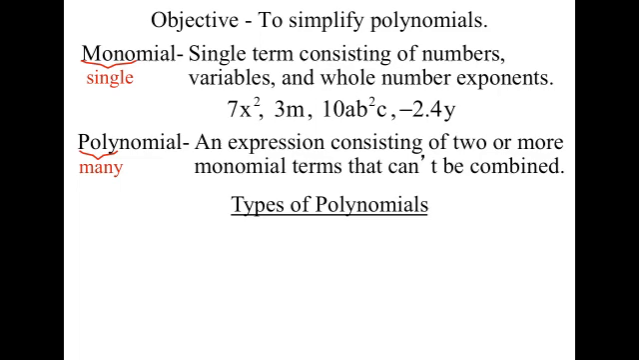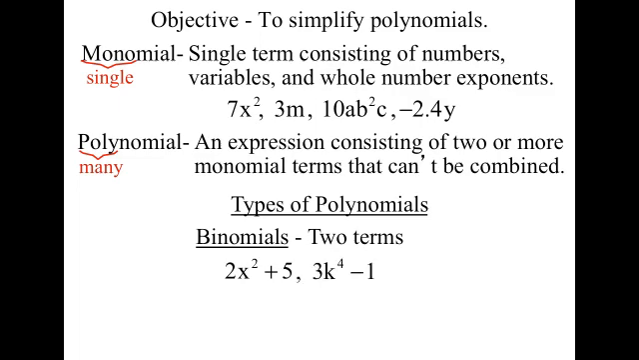All right. Now, there are special types of polynomials. Within the polynomial family, there is a binomial. That means a two-termed polynomial. Binomials have two terms. Here's an example. 2x squared plus 5. They're unlike terms. It's made up of two terms. So that's a binomial in the polynomial family. 3k to the 4th minus 1. 8x to the 3rd minus x squared.